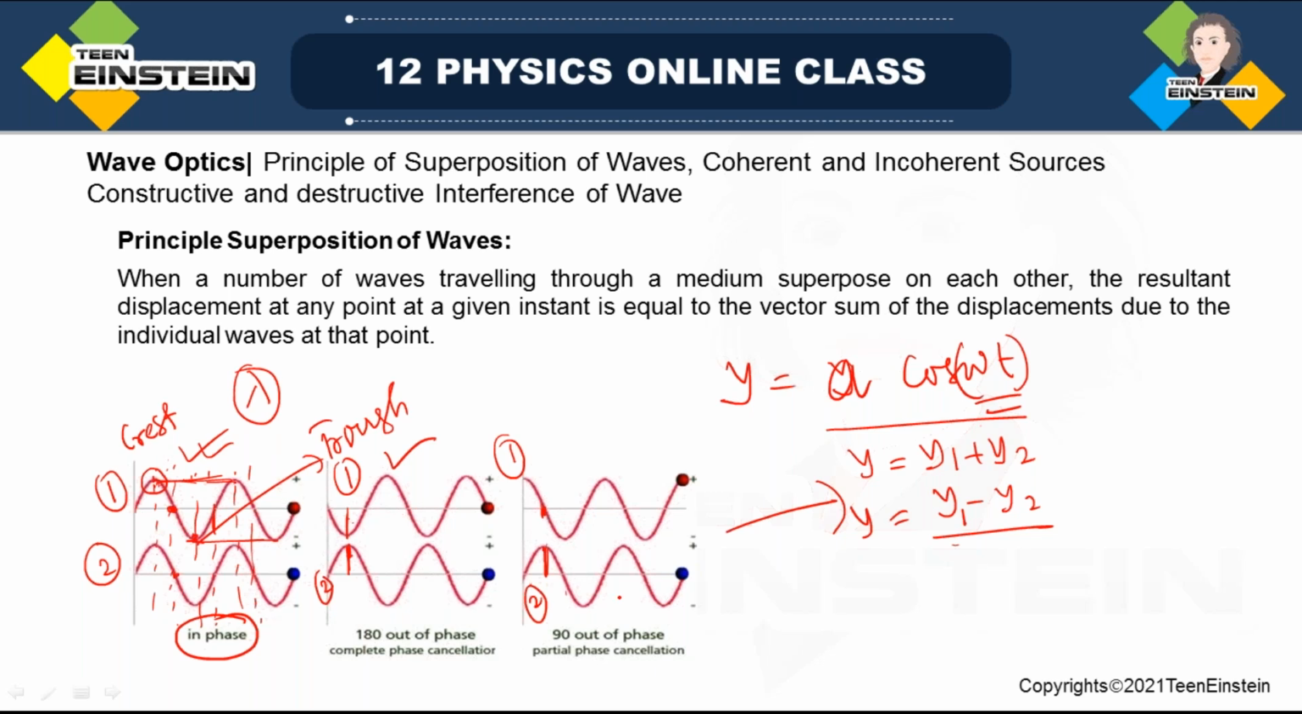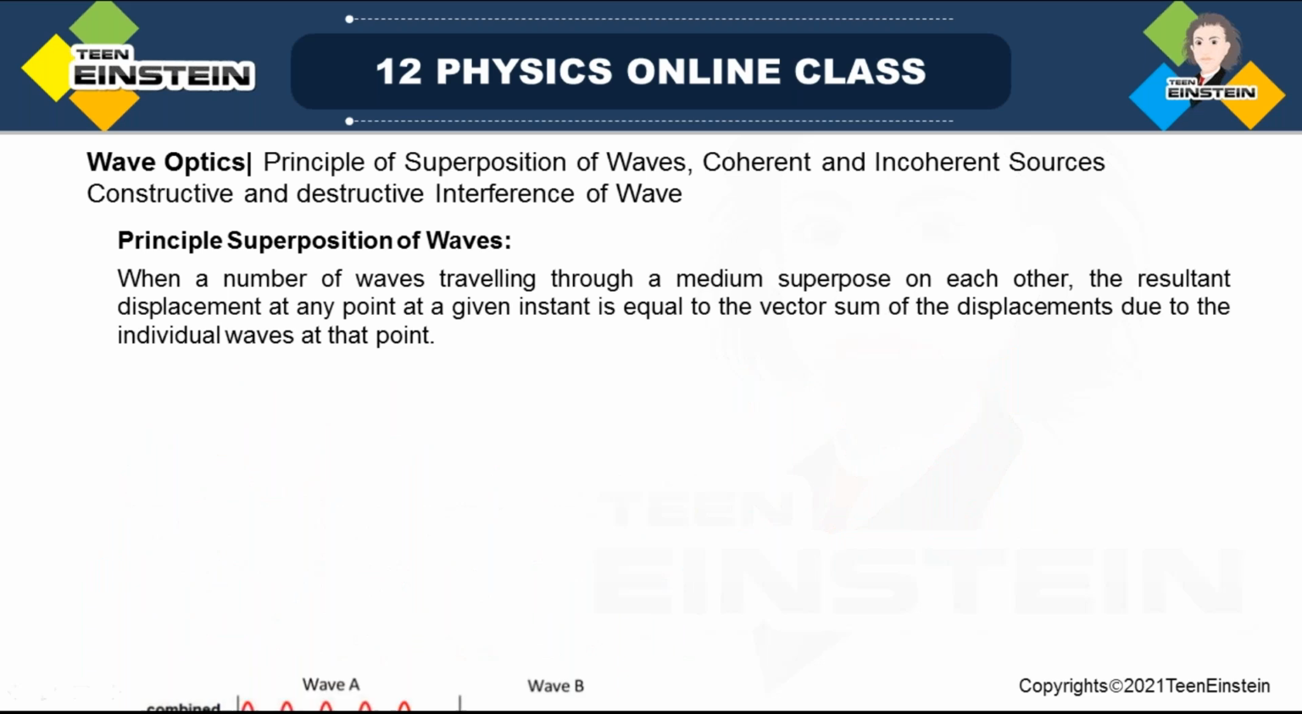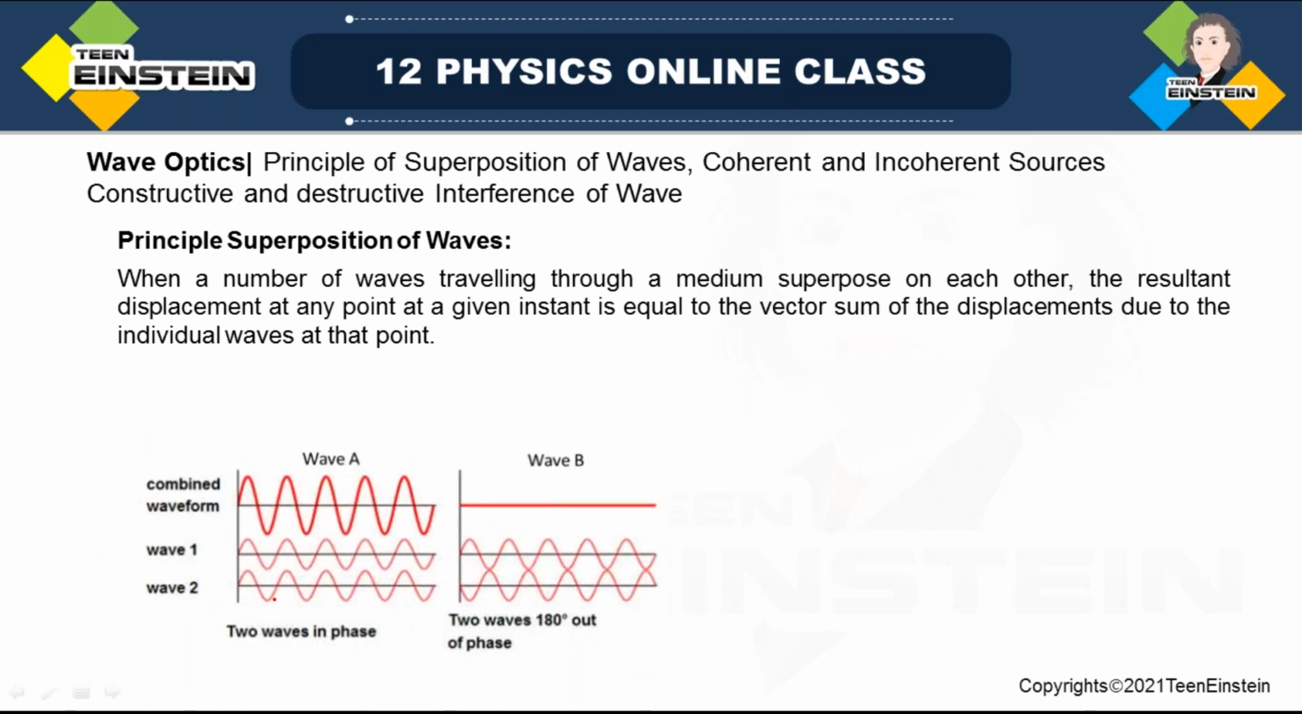Just to recap, what is called in phase, what is called out of phase. Now when two waves are in phase, see, maxima are occurring, minima are occurring at the same place, zeros are occurring at the same place. So when such waves are superposing on each other, the displacement will be additive.